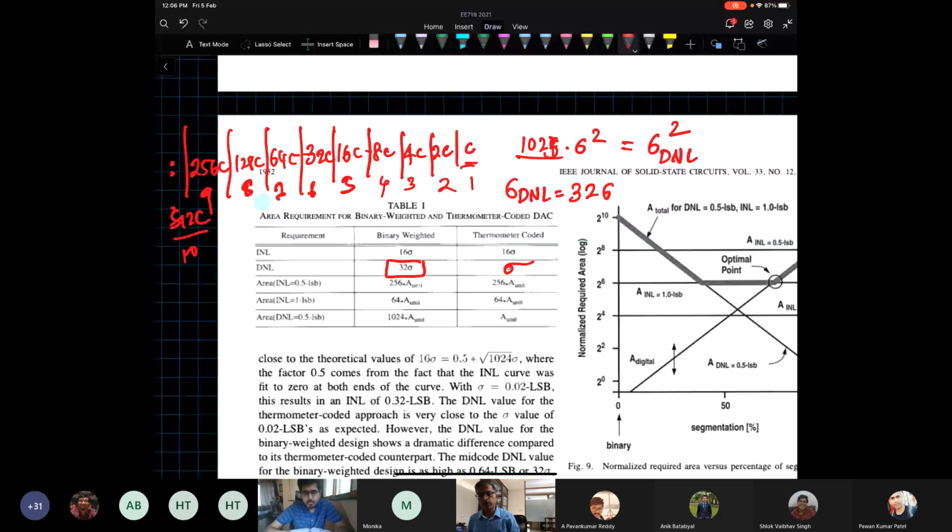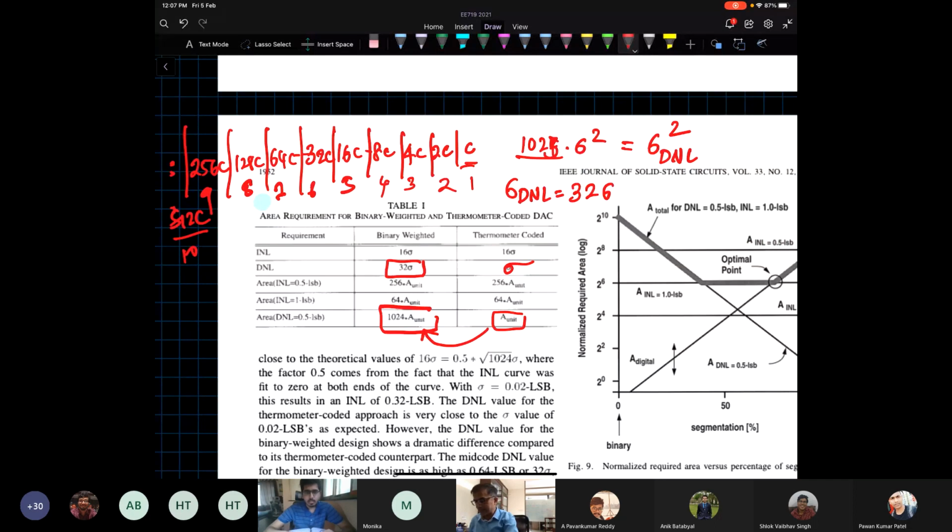Now, let's walk backwards. If I have a thermometer DAC with a certain standard deviation, sigma, and let's say that requires a unit size of the device, then if I go to a binary weighted DAC, what should be the area of that device based on Pelgrom's law? I have to reduce it by sigma square. So now the area of that unit has to be 1024 times larger to get the exact same DNL performance.